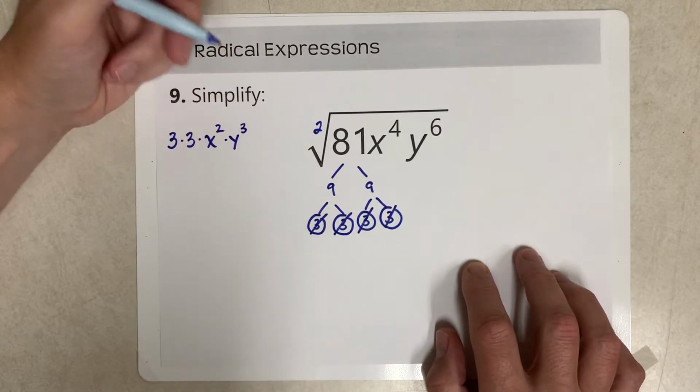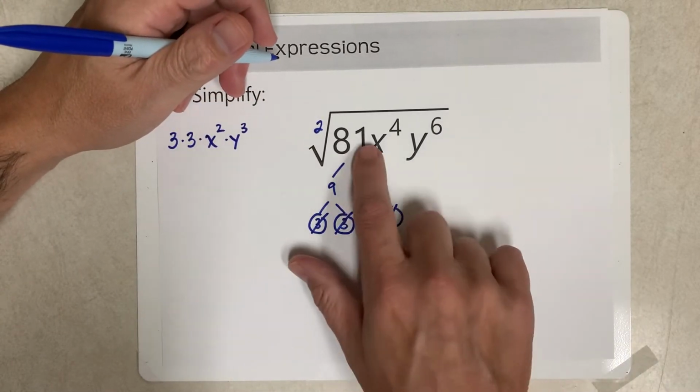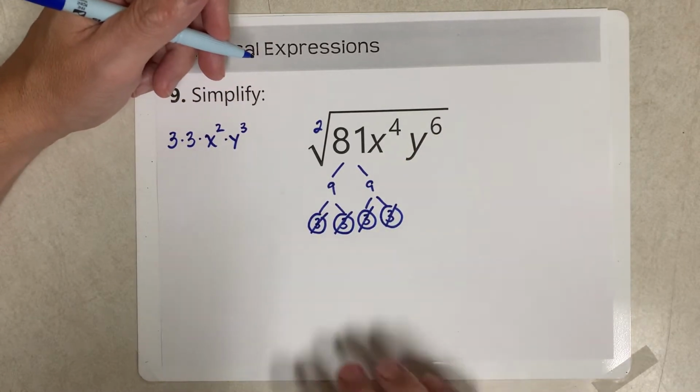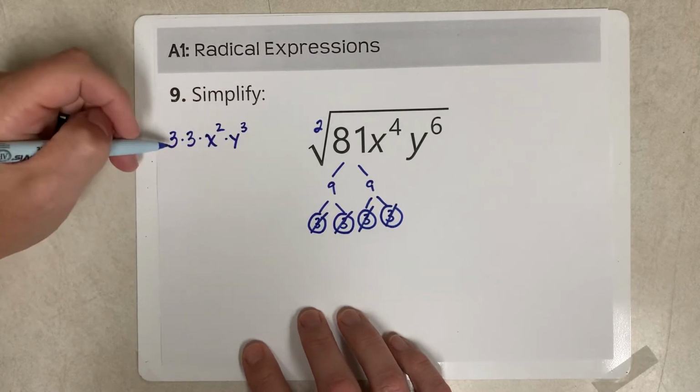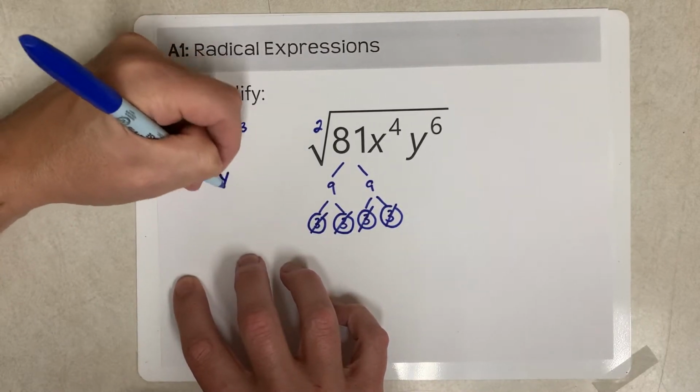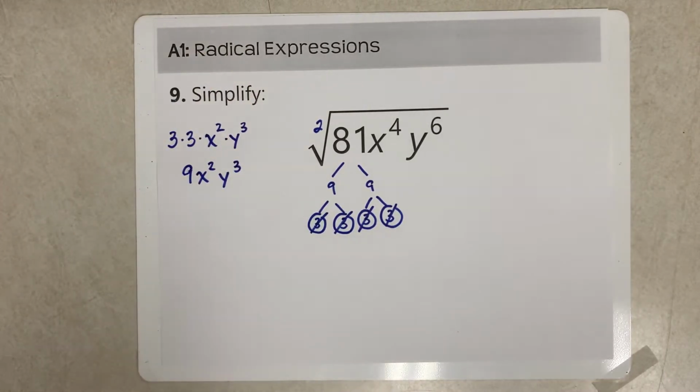And now what's left underneath? Nothing here, nothing here. Everything got taken out. So there's nothing left under the square root. So now I'm going to go over here. 3 times 3 is 9. 9x squared y cubed would be my final answer for that one.